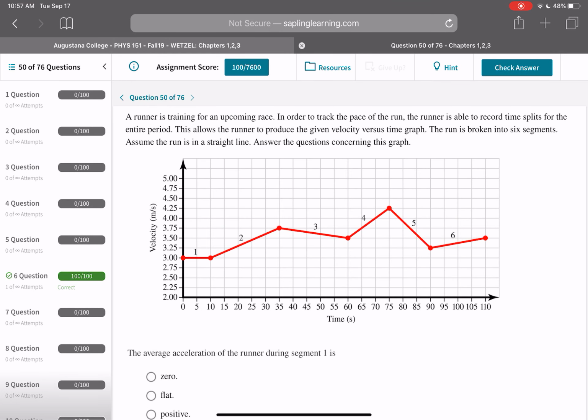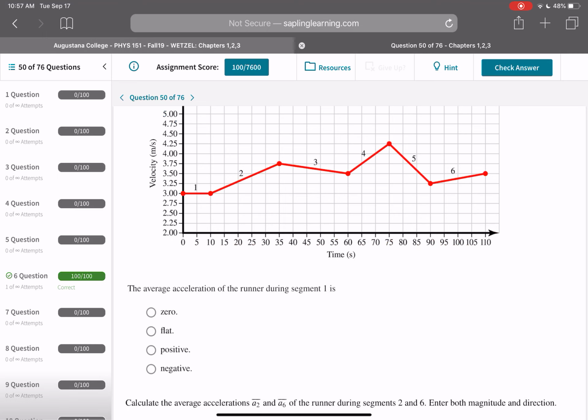A runner is training for an upcoming race. In order to track the pace, the runner is able to record time splits for the entire period. This allows the runner to produce the given velocity versus time graph. The run is broken into 6 segments. Assume the run is in a straight line. Answer the questions concerning this graph. Okay, so let's take a look.